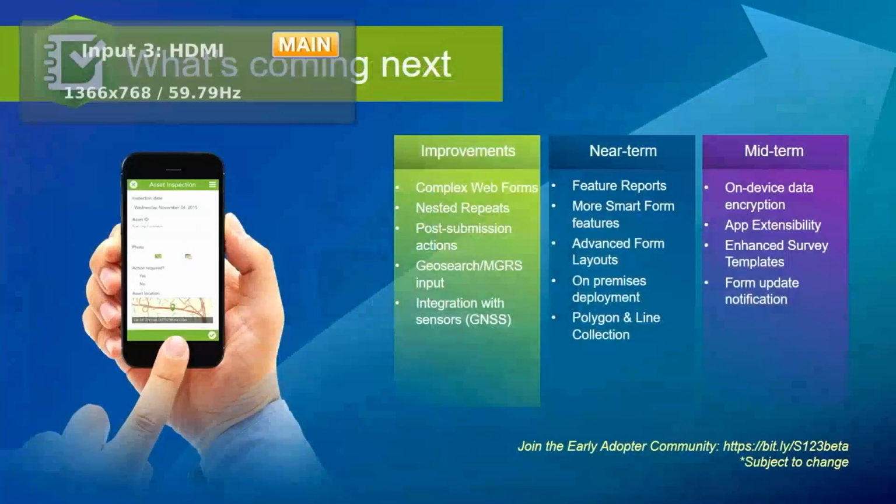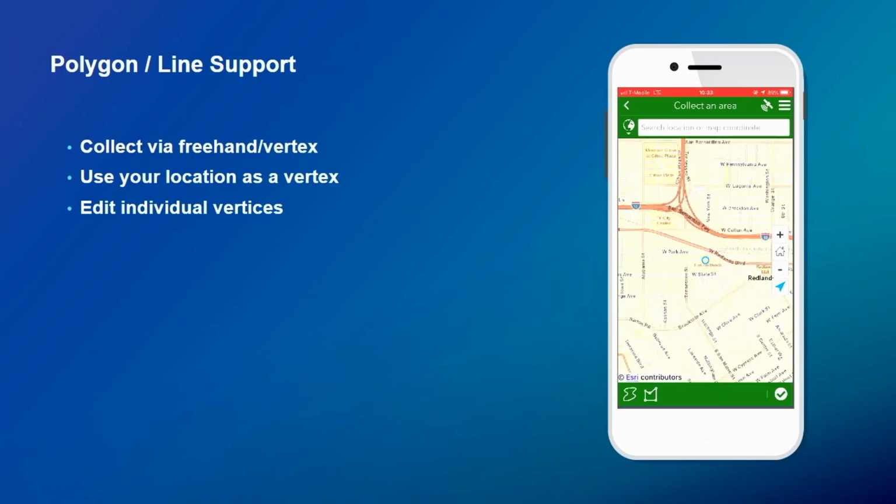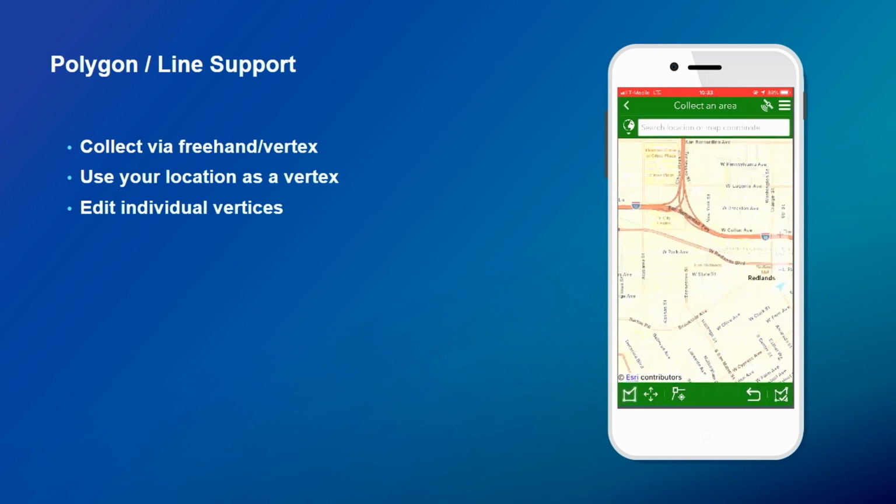Some other things that we are currently working on include polygon and line support. This is probably the number one feature that we have in the ideas section. And we've heard from many of you asking for this. So it's currently in beta. You have to modify your Excel sheets a little bit in order to be able to bring it in. Again, we talk about that in the early adopter community.